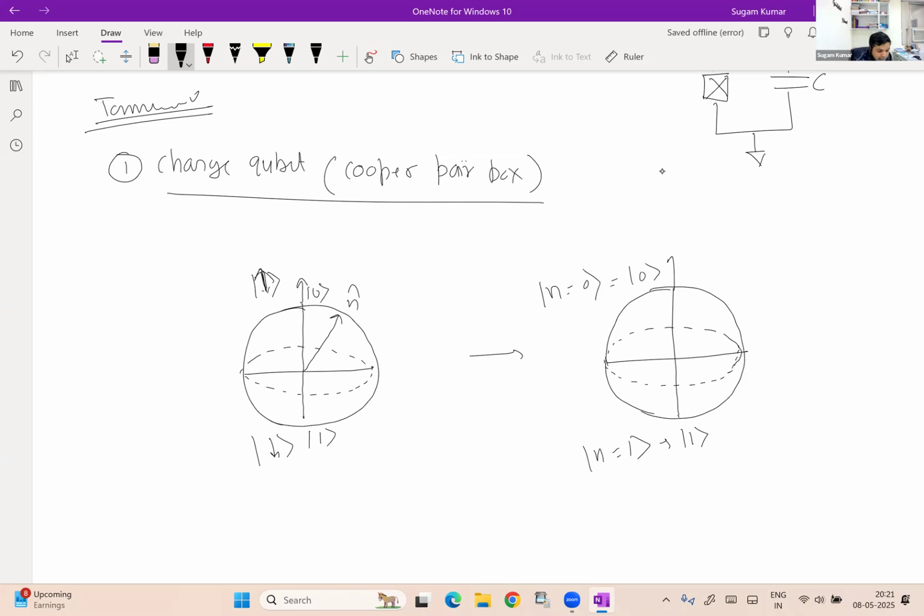Similarly, in the case of your spin qubit, I call this the plus and this the minus. Here also I am going to call a plus, and you know that this plus is 1/√2 times (0 plus 1). So here also I will say the same thing: it is a superposition of no Cooper pair and one Cooper pair. You understand?